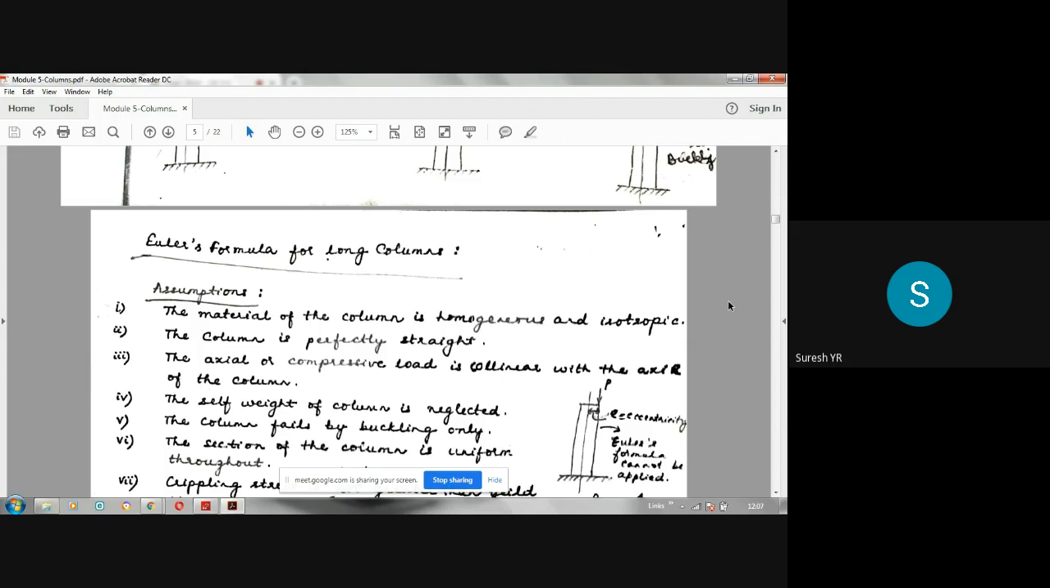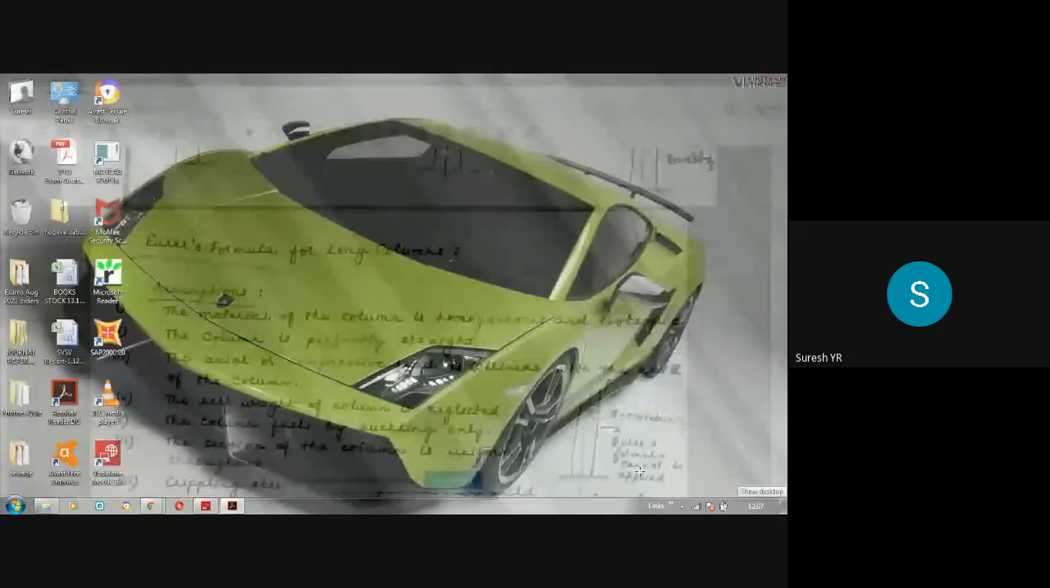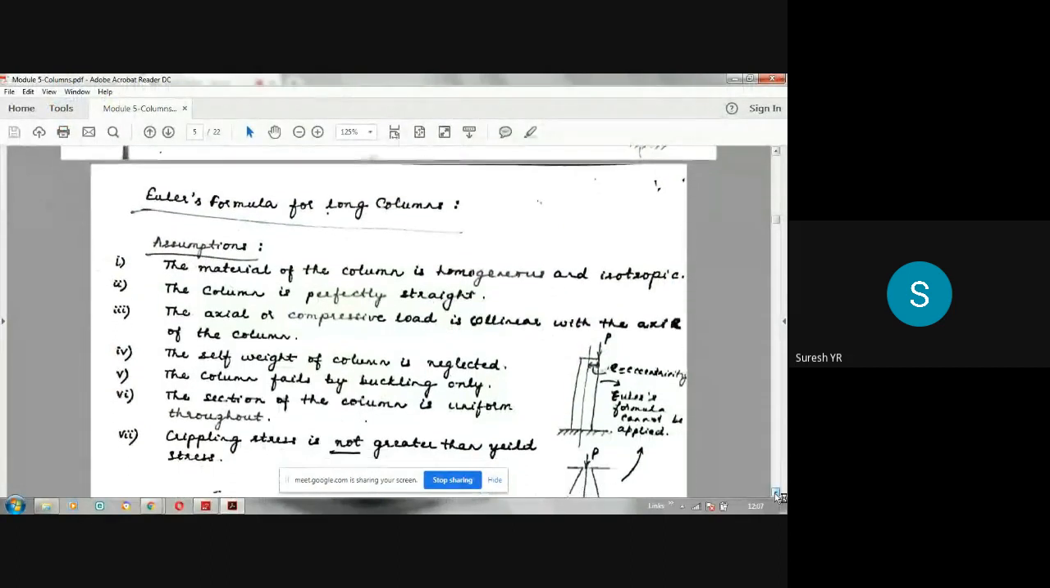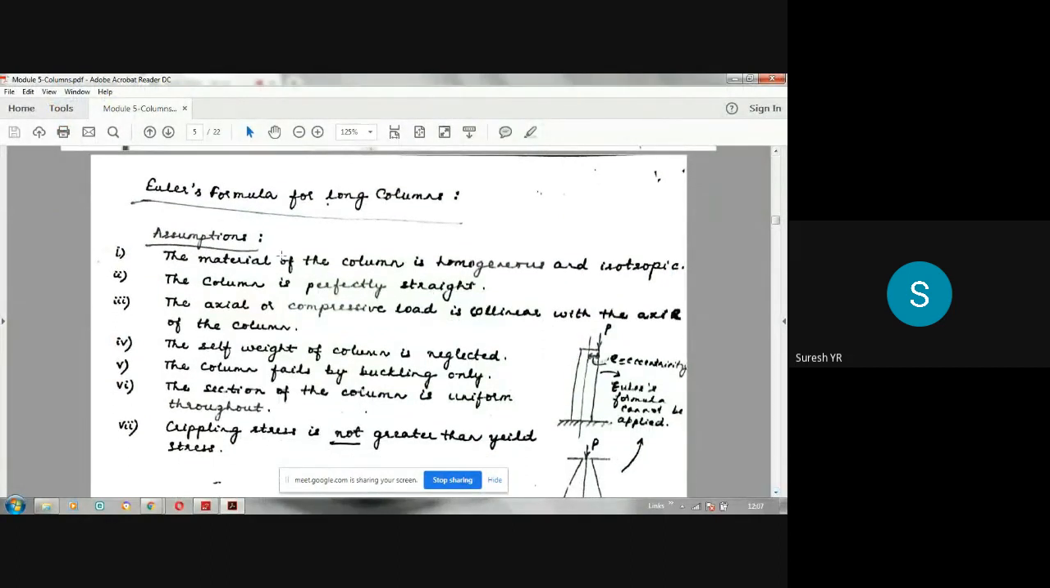So before deriving Euler's formula, we will discuss the assumptions we are going to make to derive it for long columns. Please note that Euler's formula is used only for long columns. In that case, L by D ratio is greater than 30, or slenderness ratio is greater than 120. All those things I had explained yesterday.